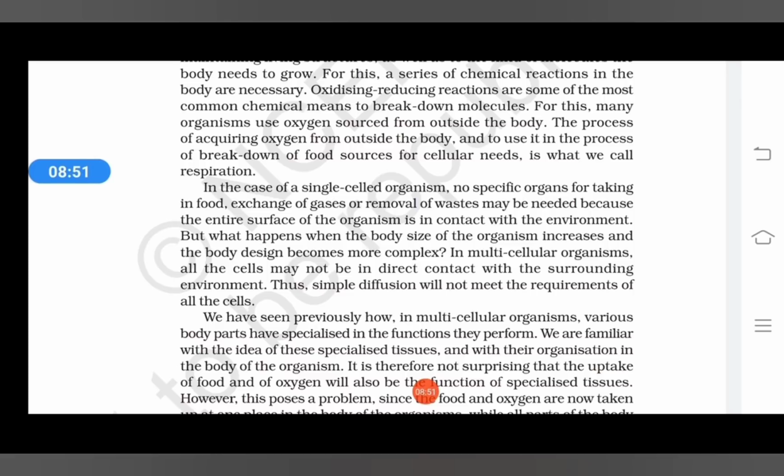So, in case of taking food, single-celled organisms which have no specific organs for taking in food, like the amoeba, can take food from any side of its body. But in complex organisms like us, humans and animals, every part has a specific function, and the food is taken through the mouth, and the food is then digested. So the simple diffusion will not meet the requirements of the cells.